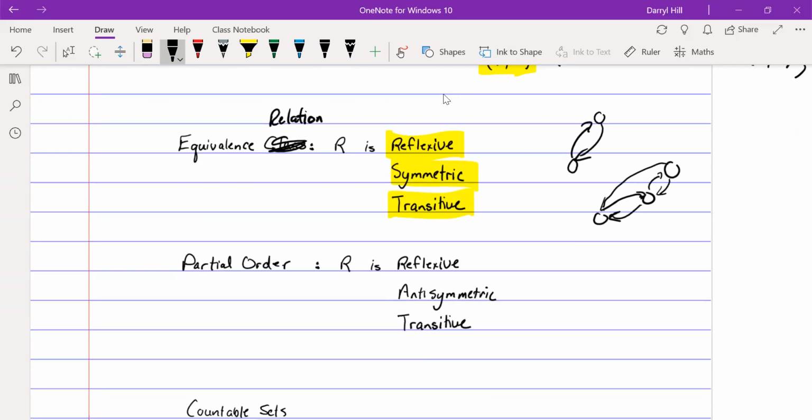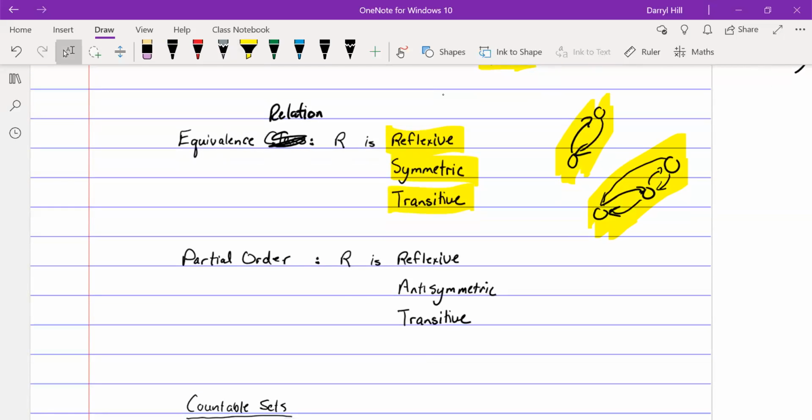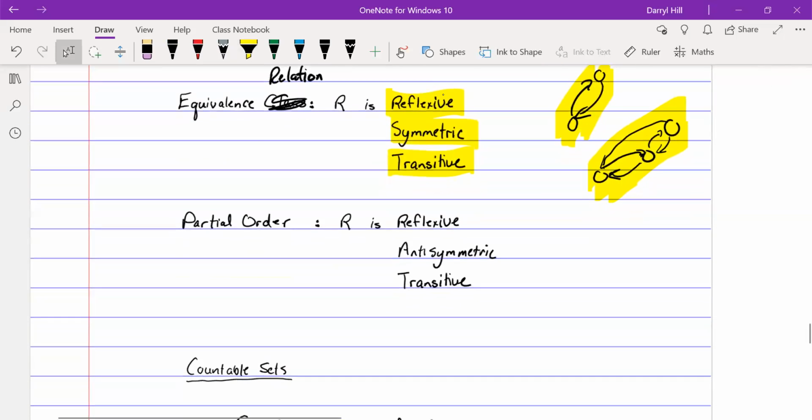And it divides it into these equivalence classes. So that means that you have classes where everything is related to everything, but there's no overlap between classes. So it sort of subdivides your set into things that are equivalent. And a partial order is reflexive, antisymmetric, and transitive.